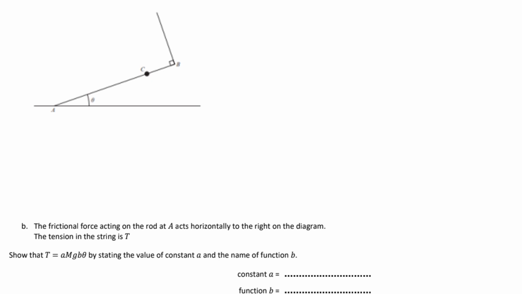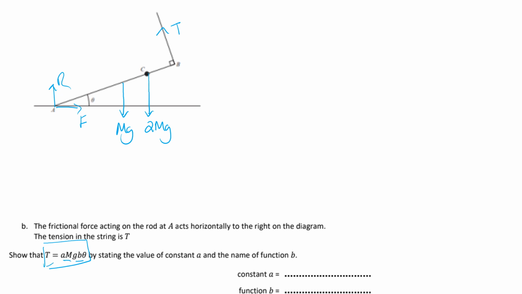The next part of this question, we're being asked to show that T is this expression here. We've got A mg B theta. A is a constant, but B is a function. So let's put the forces back on the diagram. We had T, the tension. It was a uniform rod, so we had mg acting down. There was a mass of 2m, so we've got 2mg acting at C. We had a reaction force from the ground, and we had some friction.